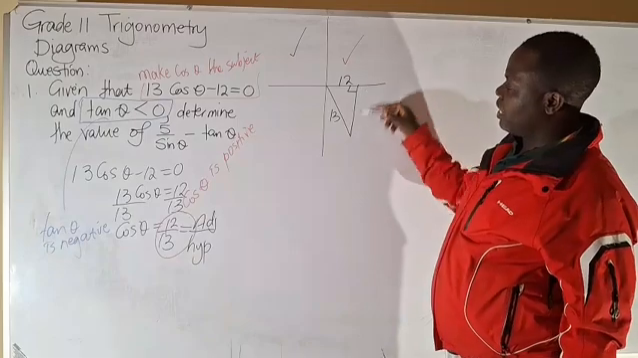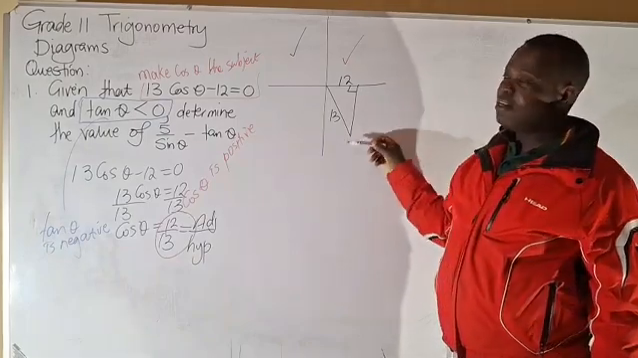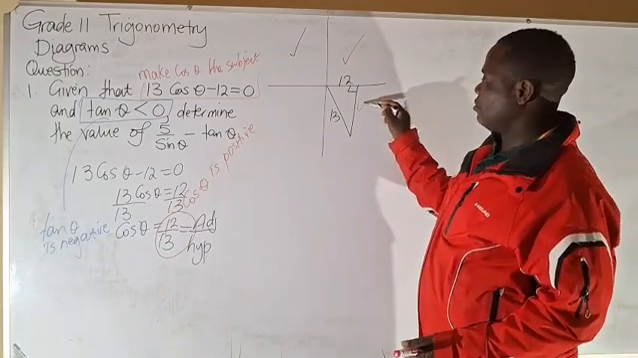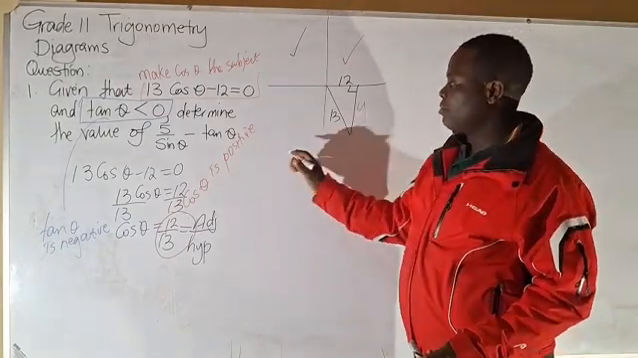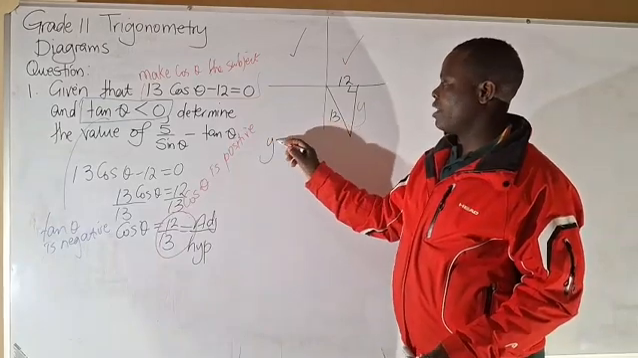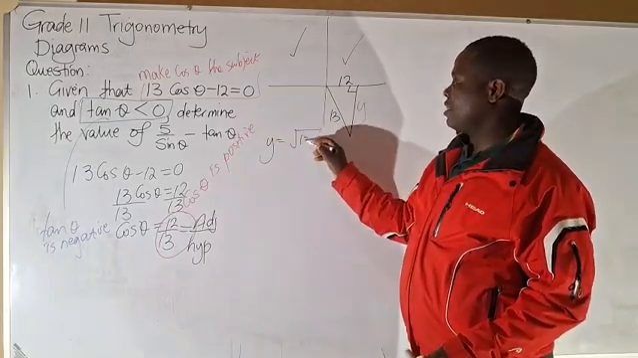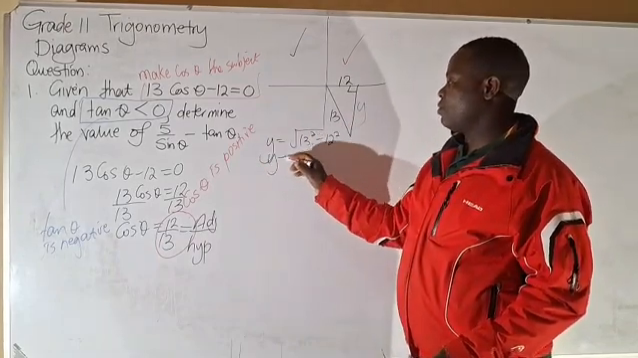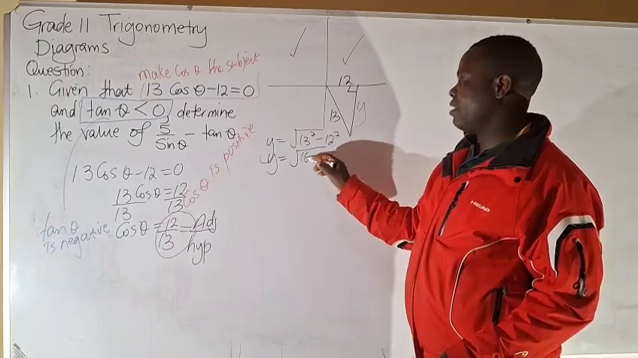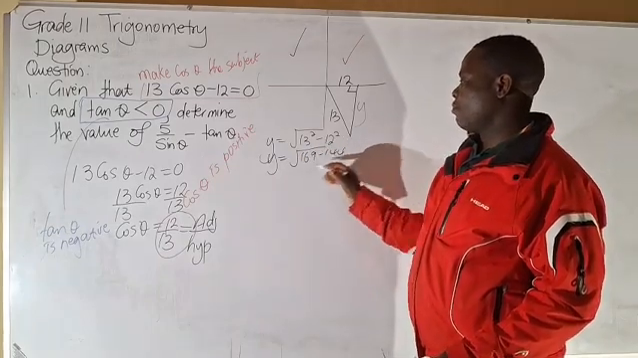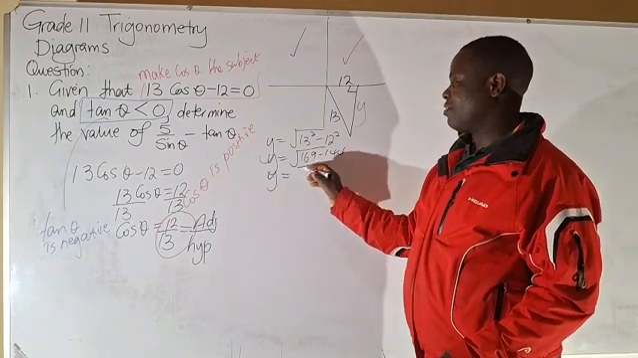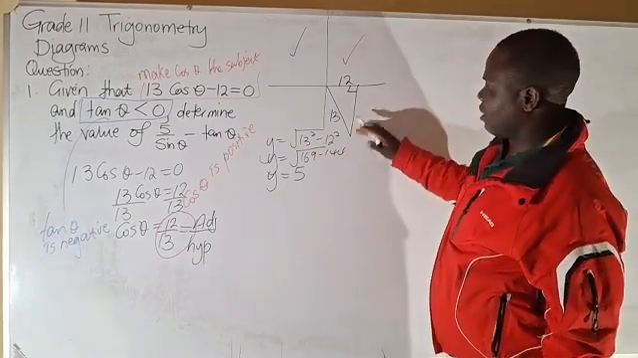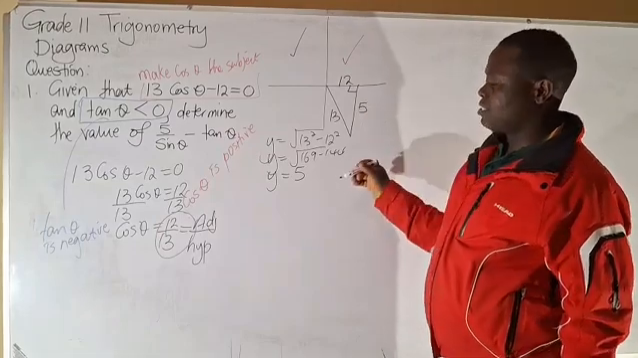Then we calculate the third side of the triangle using the theorem of Pythagoras. I'm going to call it y for now. Using the theorem of Pythagoras, y is equal to the square root of 13 squared minus 12 squared, which is equal to the square root of 169 minus 144, which gives us the square root of 25, and the square root of 25 is equal to 5. The third side of this triangle has 5 units.